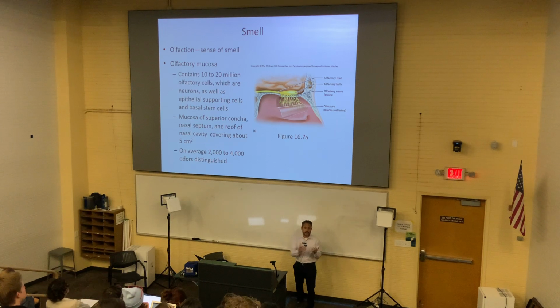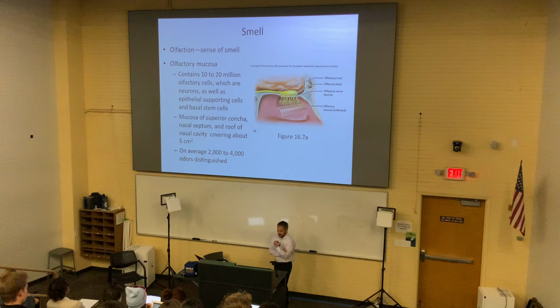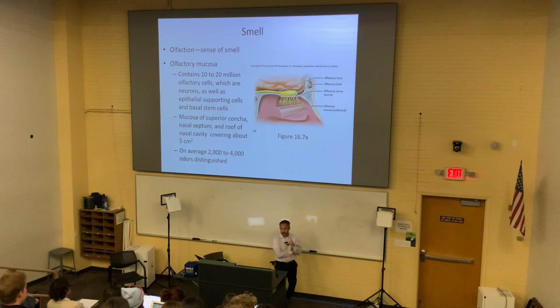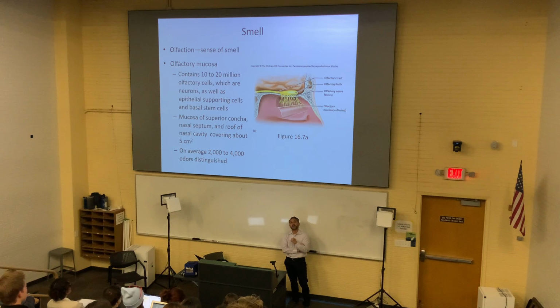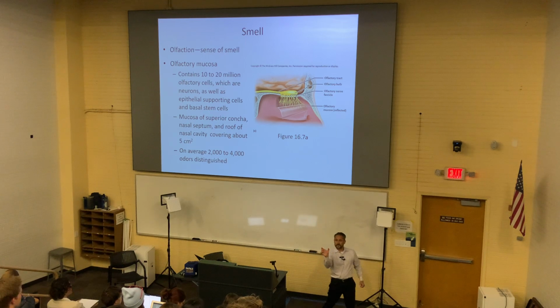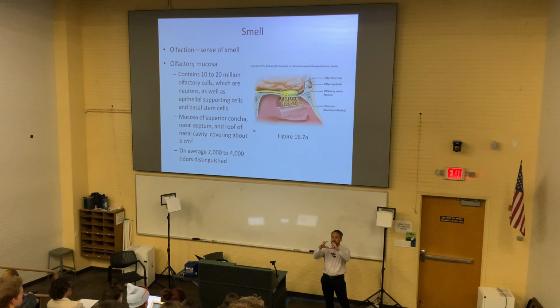So similar organization here. We've got supporting cells, we've got olfactory cells, we have basal cells. But the mucosa of the superior concha, nasal septum, and the roof cover about 5 square centimeters. So 5 square centimeters is like this, from here to here, from here to here. So it's about like that.